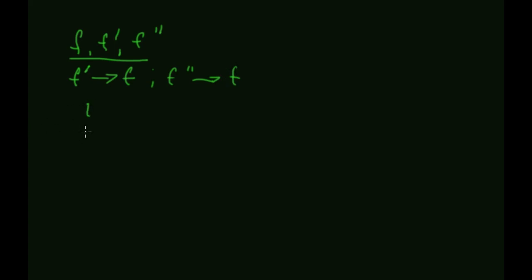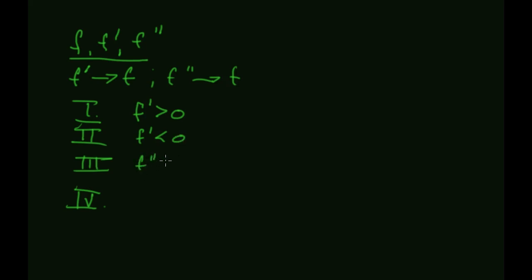There are four major rules here that are all related. So you have two situations here. You have f prime is positive and f prime is negative, and you have f double prime being positive and f double prime being negative.